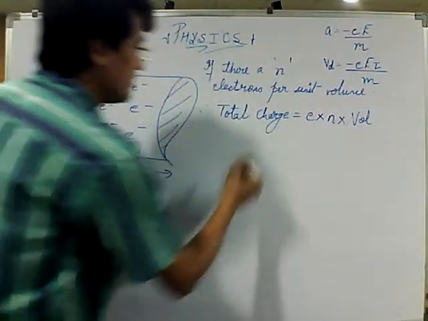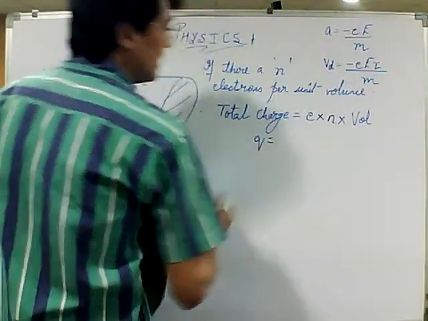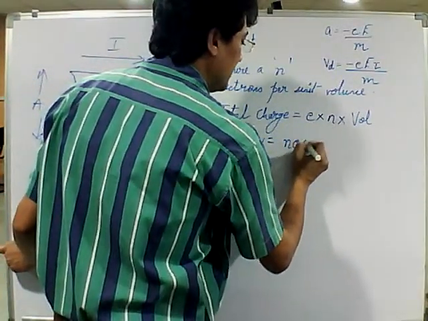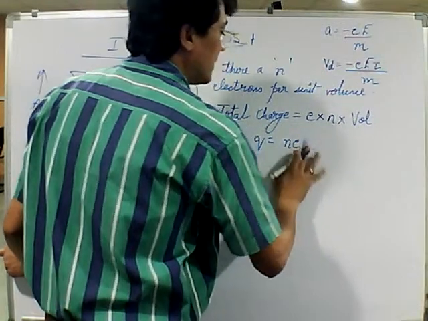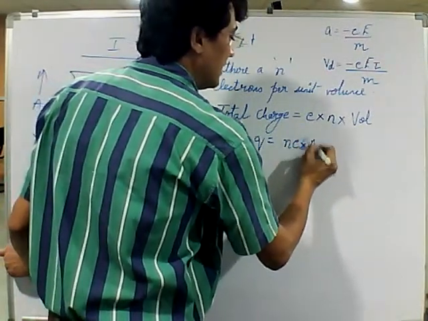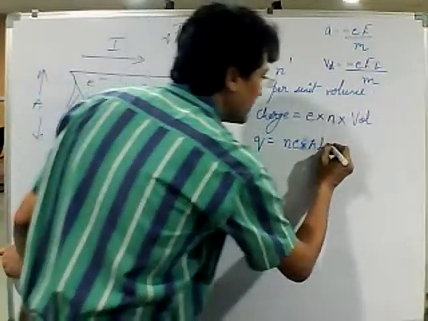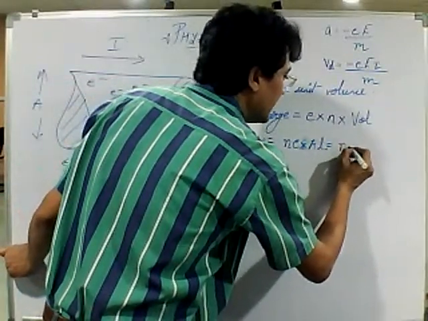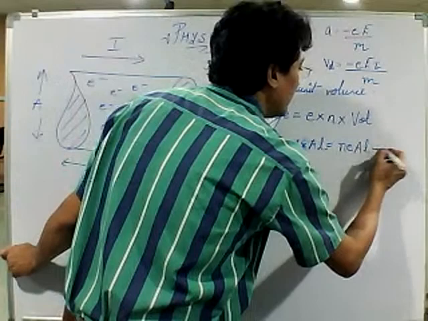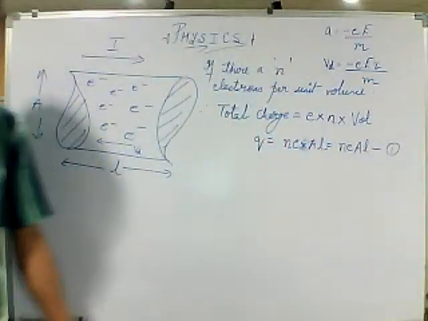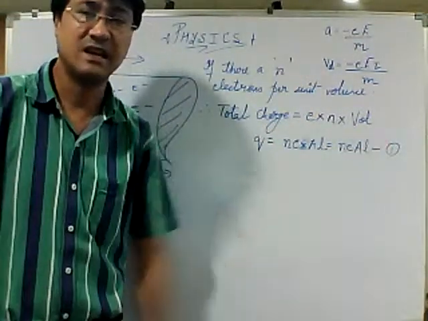So I have total charge Q given as N E, and volume will be area into length. I can simply take it as area into length. So I'll have Q given as NEAL. Perfect. So total charge will be NEAL.